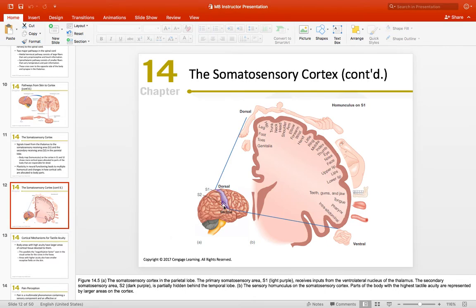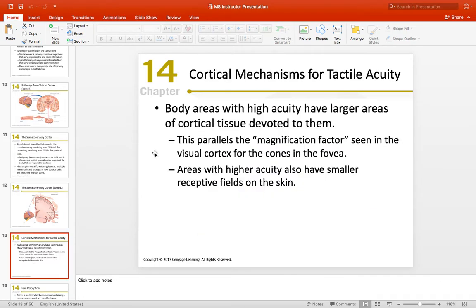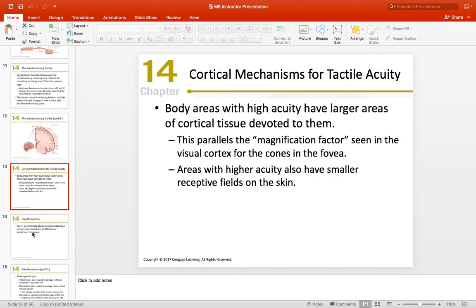Once again, this is the somatosensory system, and also like the other systems, we have multiple areas. But the somatosensory cortex, by the way, is part of the parietal lobe, and that's shown there. Once again, body areas with high acuity have larger areas of cortical tissue devoted to them. So that's the point I'm making. This parallels that magnification factor in the fovea. So be aware of that. This is all, of course, in the text, so make sure you look at that. Okay, so that's a nice little overview of the cutaneous senses.